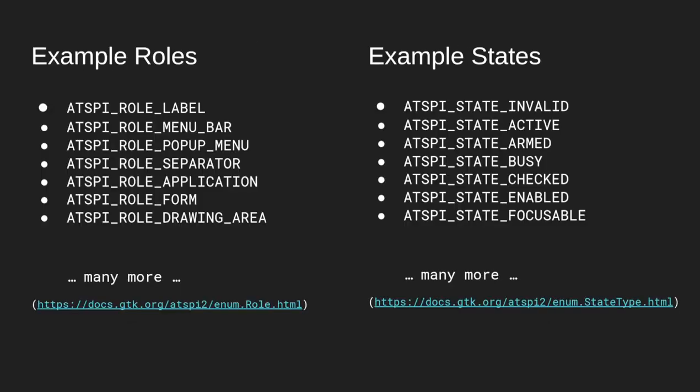Looking at some sample AT-SPI roles, we have things like label, menu bar, pop-up menu, separator, application, and many more. And some states could include invalid, active, armed, busy, checked, and once again, many others. A user using assistive technology can query AT-SPI to gain info regarding the role and state of a given object and understand its semantic purpose without actually needing to visually look at the screen. In addition to roles and state, a user can do things like query the action interface, which allows a user to focus or click an element without needing to actually use the mouse.